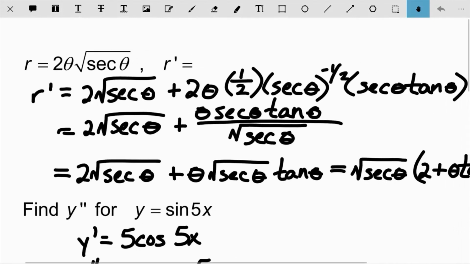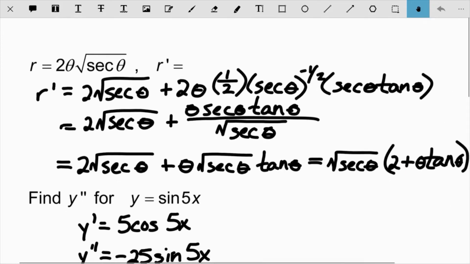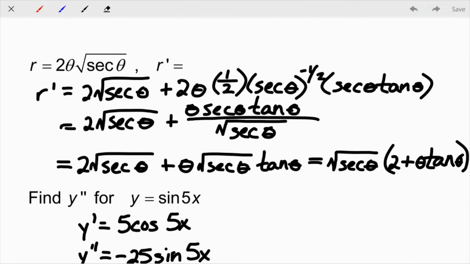We've got this r is equal to 2 theta times the square root of secant theta. When it says r prime, I have to assume that I'm taking the derivative with respect to theta because r is dependent on theta, the way that this equation is written. This one's a little messier, but it's still the same process. You can see that I did my product rule here. The derivative of theta was 1, so 2 times the square root of secant theta. And then this is where I got into all of the chain rule part of it.